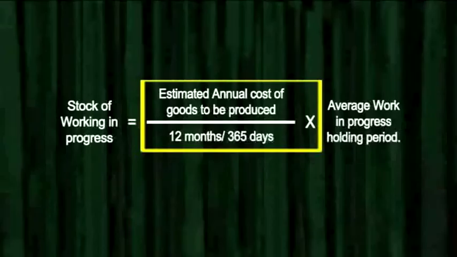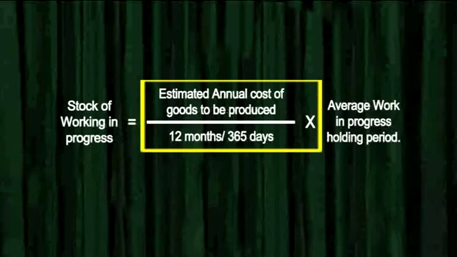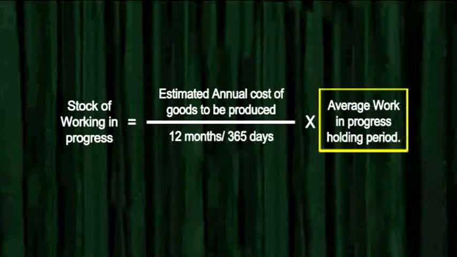Now students, let's learn the computation of estimated work in progress. So let's see the formula on the screen. It is estimated annual cost of goods produced divided by 12 months or 365 days into average work in progress holding period. We will learn this computation with the help of an example. See this example on the screen.